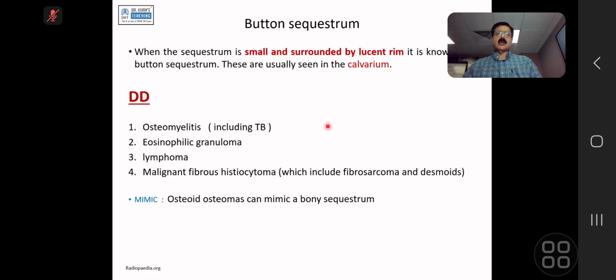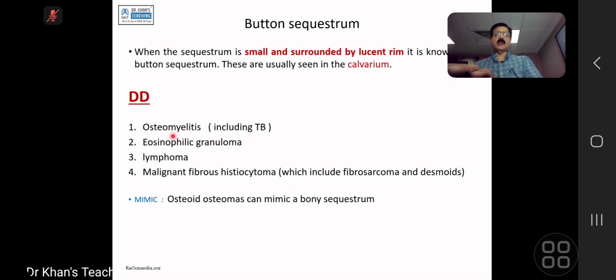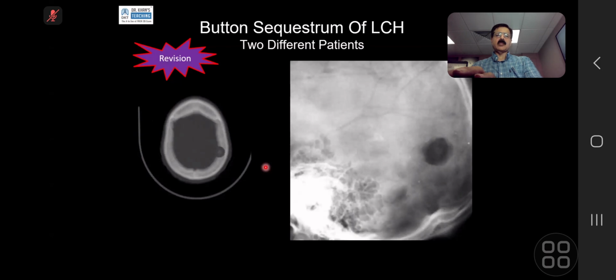Remember this. Button sequestrum, nobody will say LCH as the first one. You will say that this is a chronic osteomyelitis. It can include TB, then LCH. And rarely, these two tumors, lymphoma and malignant fibrous histiocytoma, and you will see them in the long bones. They can have sequestrum. But the one in the skull is what I really want you to remember. This one, LCH, and chronic osteomyelitis. And the concept in LCH is that the central portion becomes necrosed. And that is why you get button sequestra.